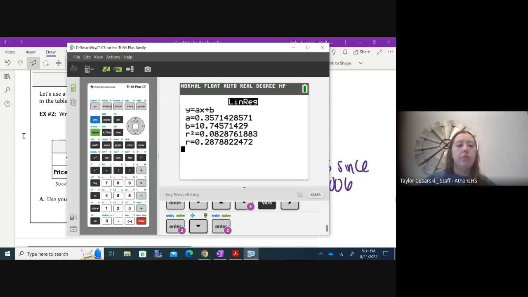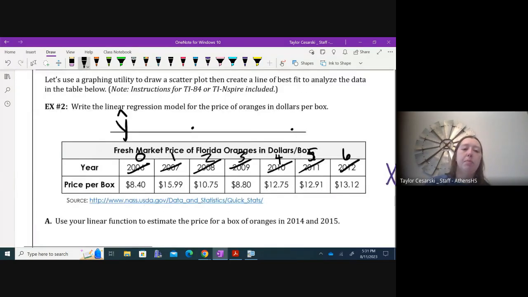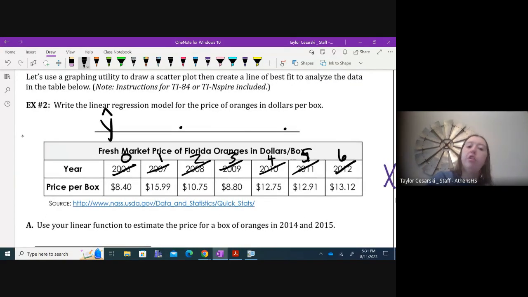All right, so let's write this down. Now, one thing I'm going to add in that maybe you haven't seen before is this y hat. It just means a predicted y, okay? You see that a lot in AP statistics. If you forget the hat in this class, it's okay. If you forget the hat in AP statistics, it's not okay. So I figure let's just introduce it now.